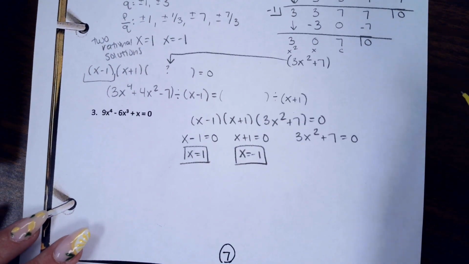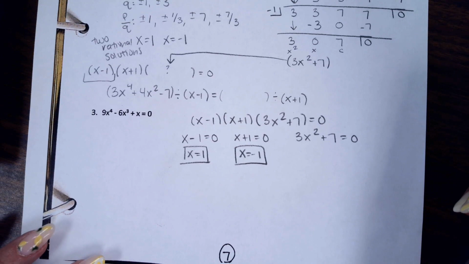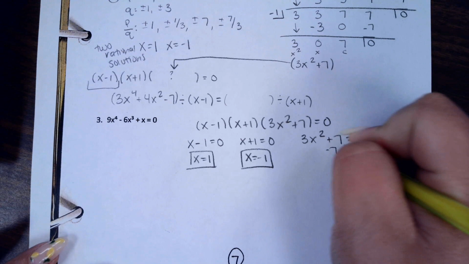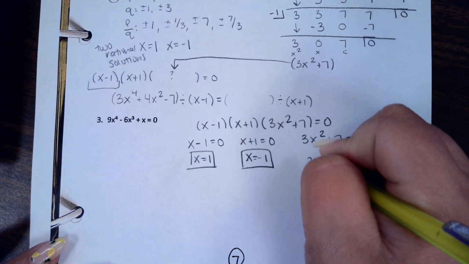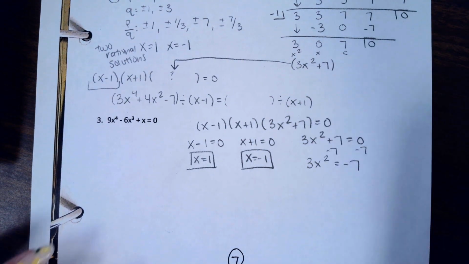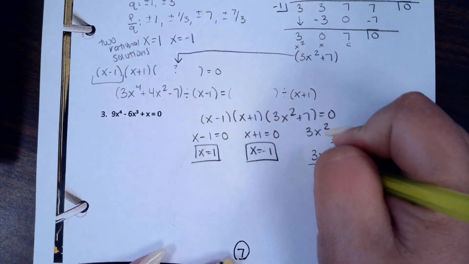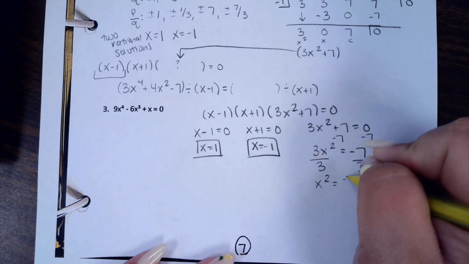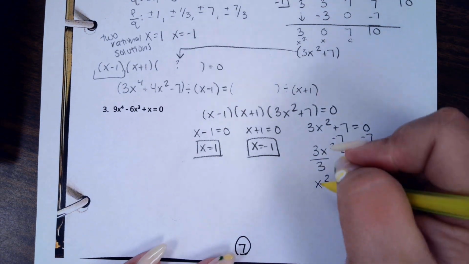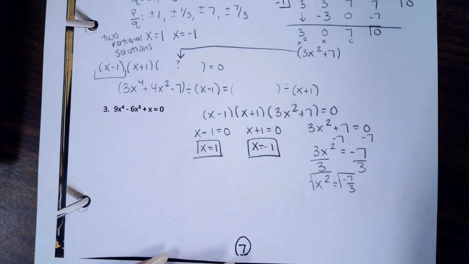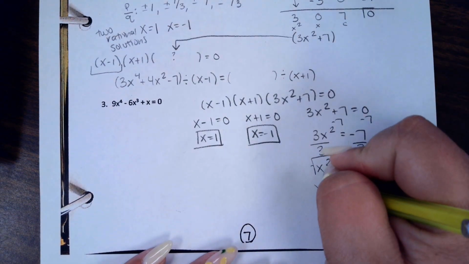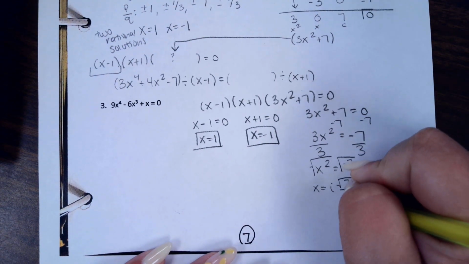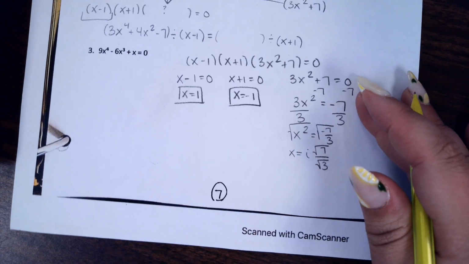And now we have a quadratic. So we know a bunch of different ways we can solve a quadratic. Since we don't have an x term here, I'm just going to solve it using square roots. So subtract 7 from both sides. 3x squared equals -7. I'm going to divide by 3. Get x squared equals -7 over 3. We've got to take the square root of both sides. So x equals i times root 7 over root 3.